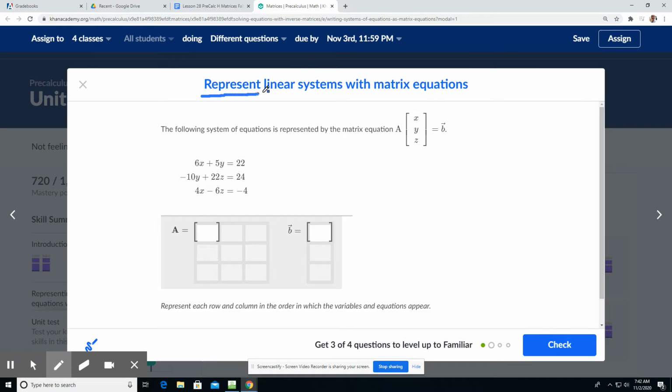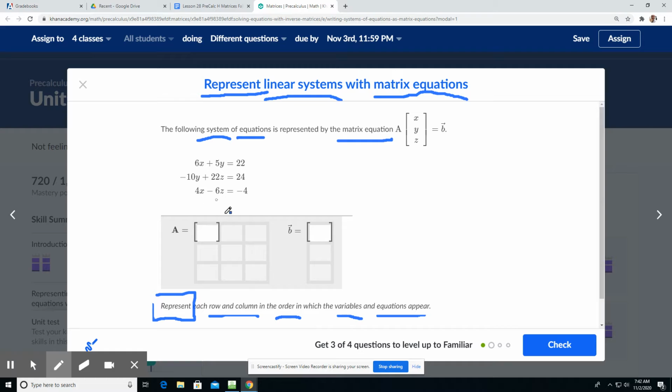All right, we are going to represent linear systems with matrix equations. Okay, the following system of equations is represented by the matrix equation here. And then represent, that's what they want. Represent what? The row and column in the order in which the variables and the equations appear.